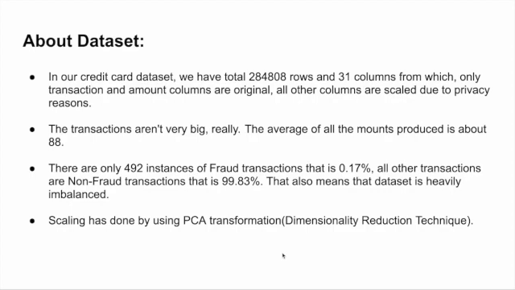The credit card data set has a total of 284,807 rows and 31 columns, meaning 31 features, with two classes, fraud and non-fraud. All the columns are already scaled except the time and amount columns. They were scaled using the PCA transformation, which is a dimensionality reduction technique.